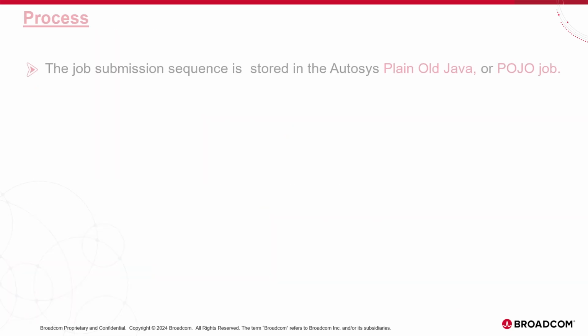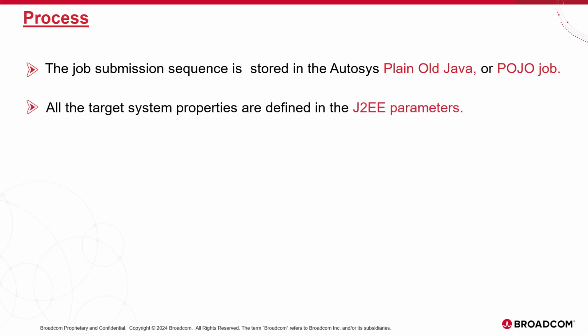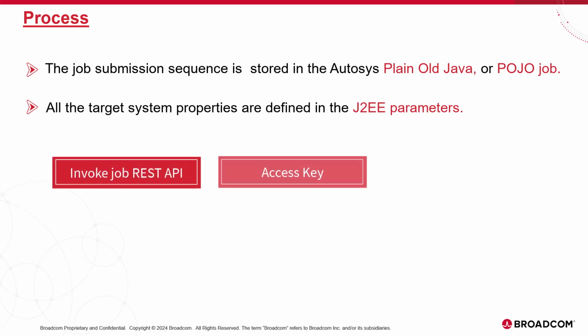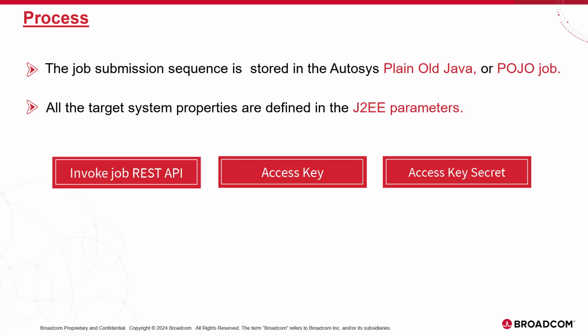The job submission sequence is fairly simple because all job definition properties are stored in the AutoSys plain old Java, or POJO job. All the target system properties, including the endpoint invoke job REST API, access key secret, region, and other parameters, are defined in the J2EE parameters. These parameters may vary depending on the authentication method used. Let's look at the sequence of execution.